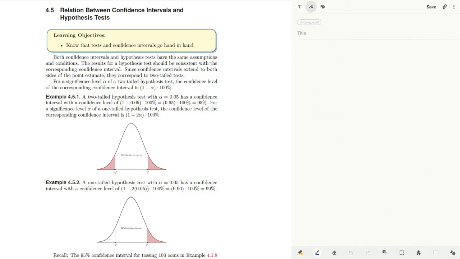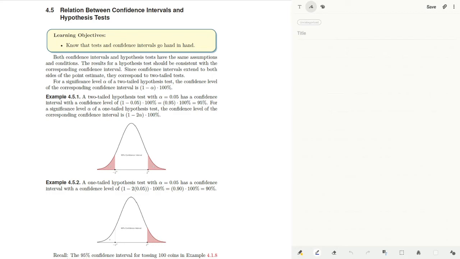In this video we will talk about the relationship between confidence intervals and hypothesis tests. Both confidence intervals and hypothesis tests have the same assumptions and conditions. They are two different perspectives of looking at the same set of data.